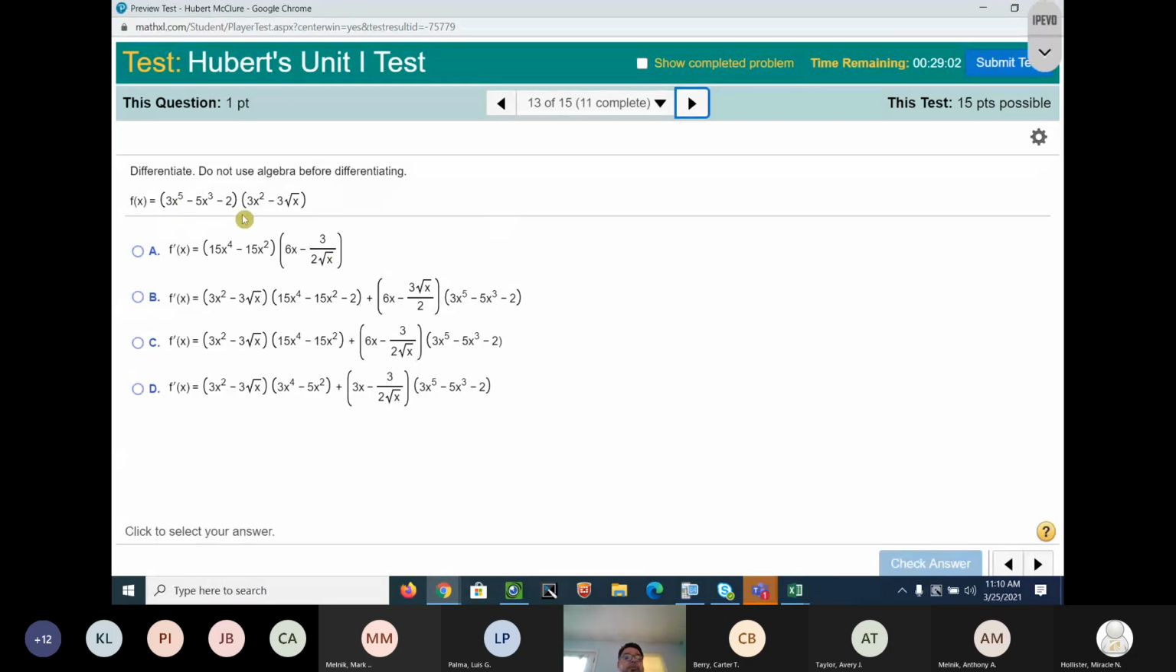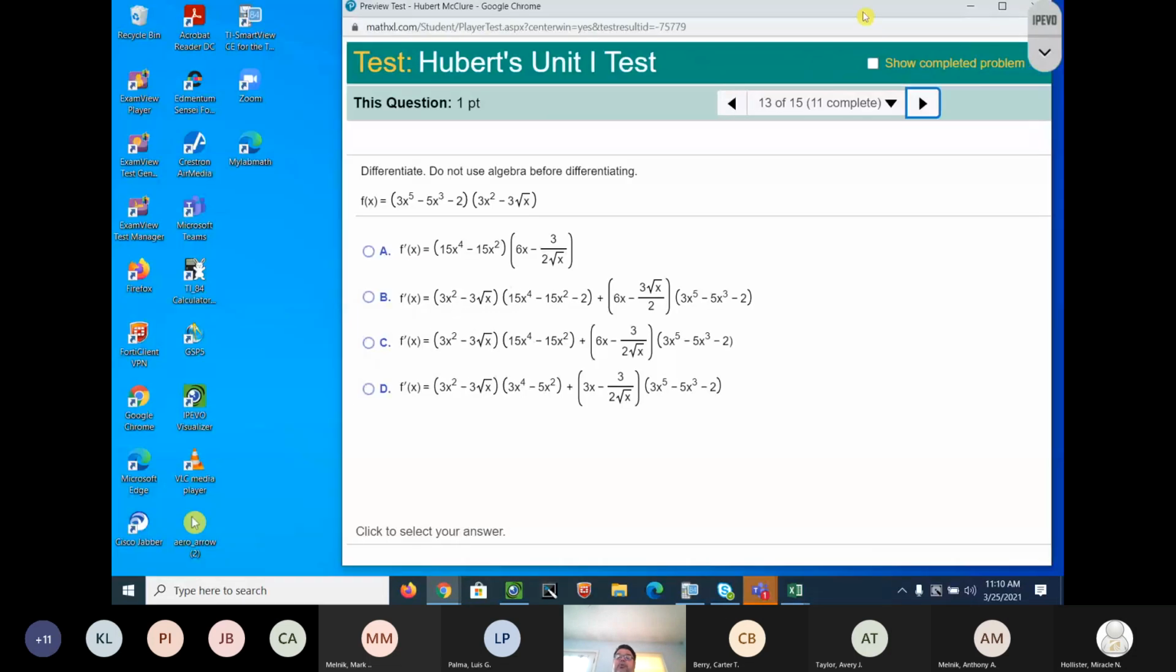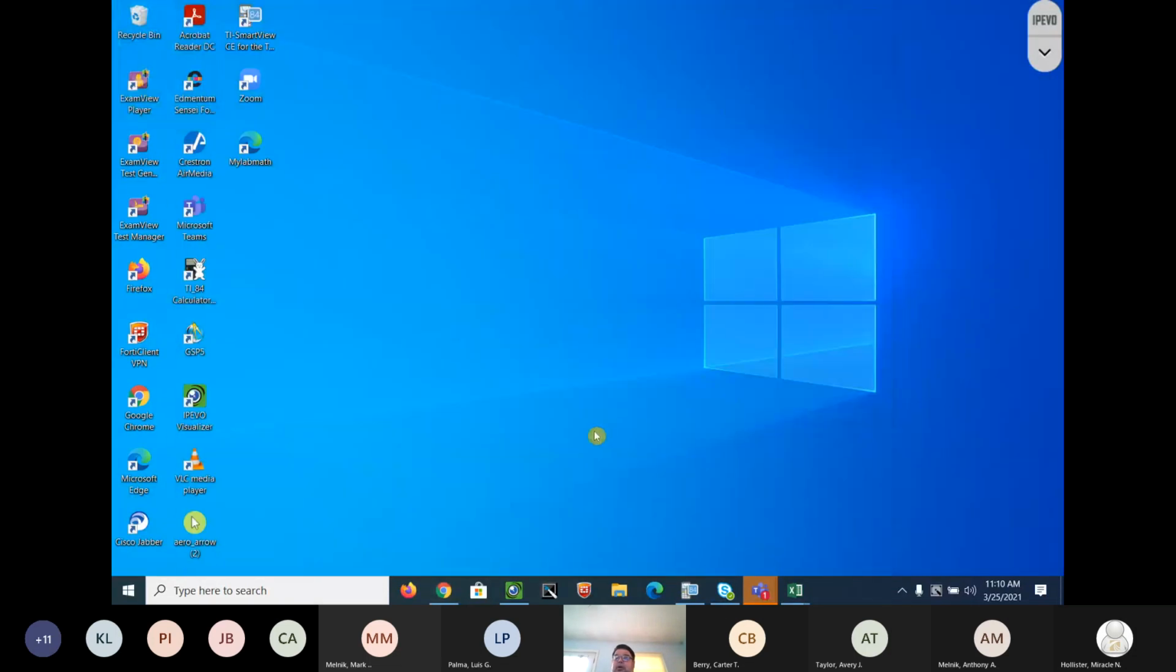Differentiate. This is the product rule, and I'm already over. All right, I'm going to give y'all till Tuesday, and we'll finish going over this test, and I'll redo that question. I'll also put in some of the extra credit questions.